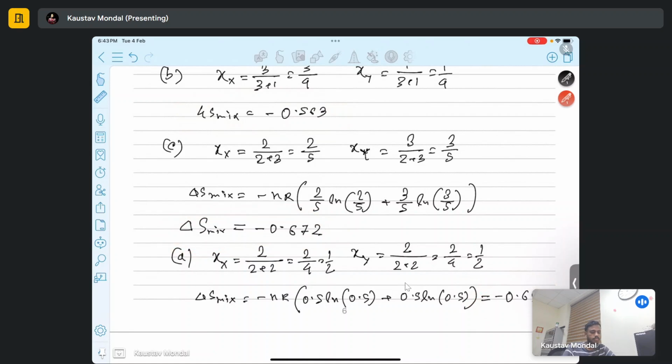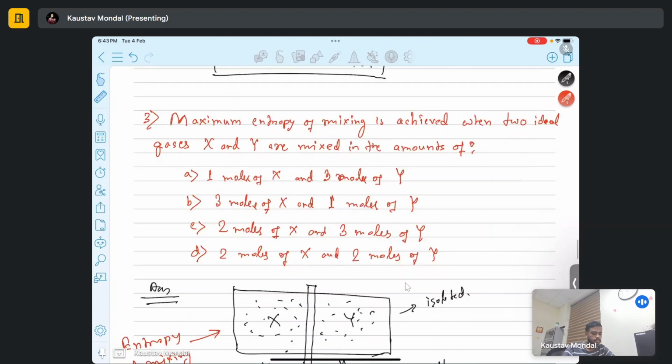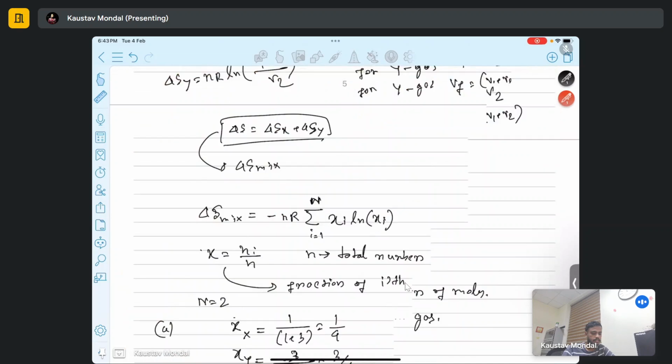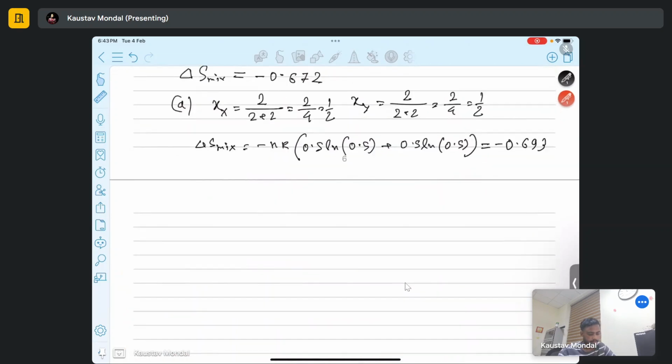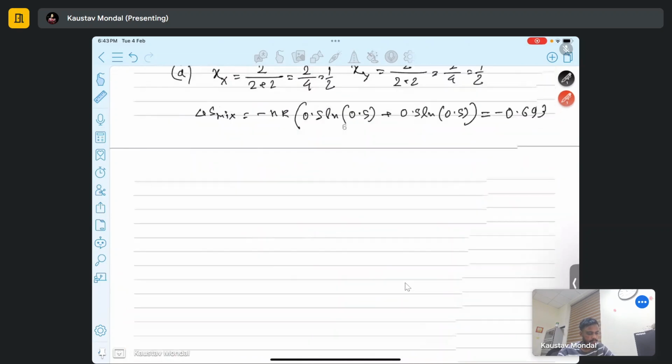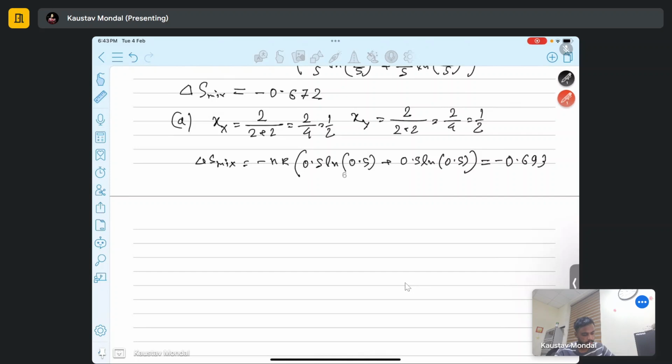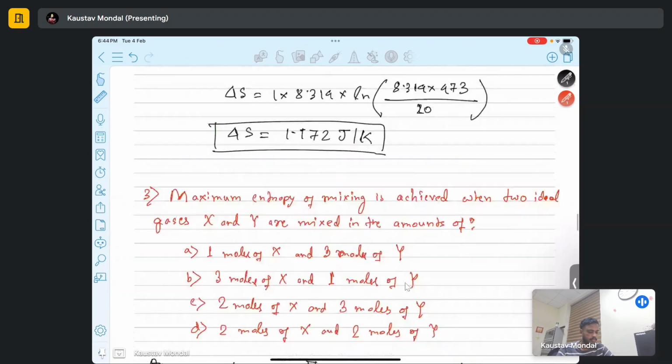So the answer will be very interesting here. For the D case the delta S mix will be maximum, right? So the correct answer will be option D.